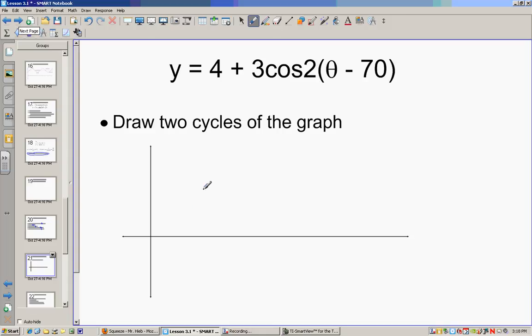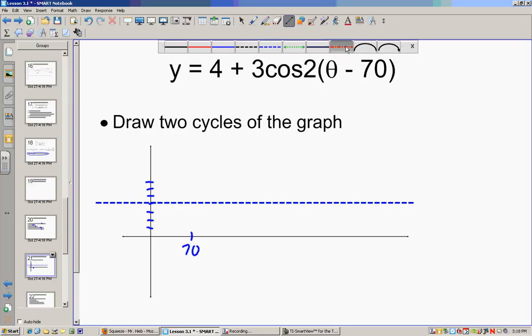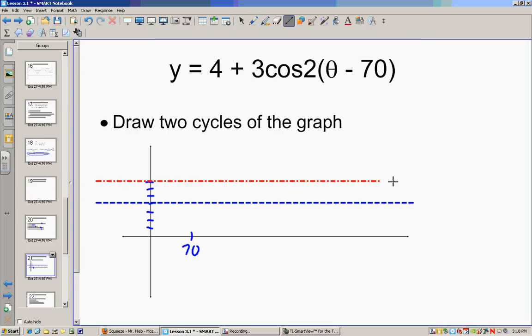So let's draw this graph. So first I'm going to move to the right 70. I'm going to go up 4. I'm going to draw a dotted line for my sinusoidal axis. And then I'm going to go up 3 and down 3 from that. Now, I think it's nice to make a little line showing your upper bound and then your lower bound. We're going to go 3 up and 3 down from our sinusoidal axis because that's our amplitude.